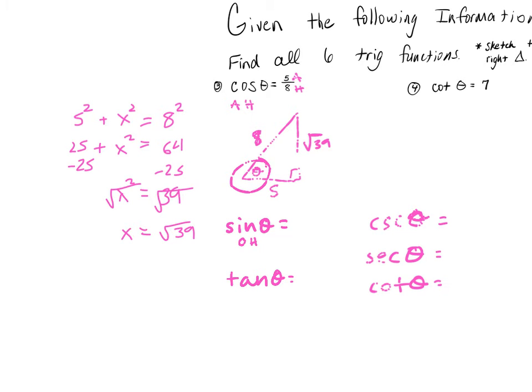What would our tangent of theta be? It's opposite over adjacent. So what's opposite of theta? Square root of 39 over 5. What is our cosecant of theta?